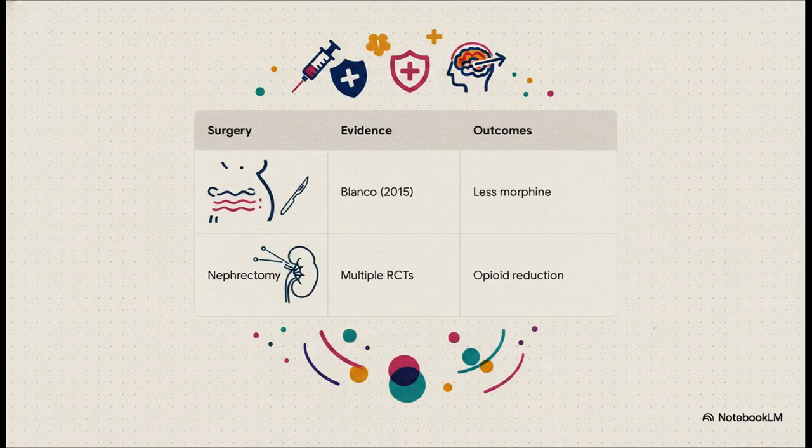Now consider nephrectomies. Multiple major RCTs have evaluated the QL block for open and laparoscopic nephrectomies, and the results are staggering. The QL block provides an opioid reduction that is practically equal to a continuous thoracic epidural. But here is the massive advantage. The QL block avoids the profound hemodynamic crashes and hypotension.